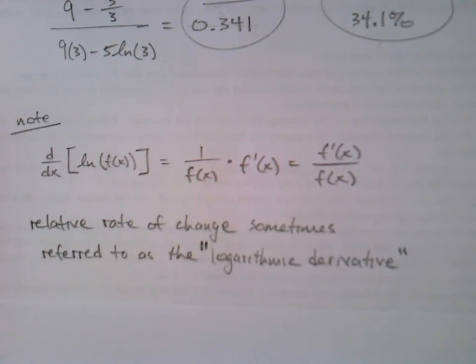Sometimes, and this is really just for your future reference, maybe you take a class sometime in the future, maybe Math 122, maybe some economics course, and they start referring to the logarithmic derivative. They mean the relative rate of change. You might see that in our book. I'm not going to use that kind of language. I'm just going to say find the relative rate of change. But just want to point out that if you do see that, that's what they mean.